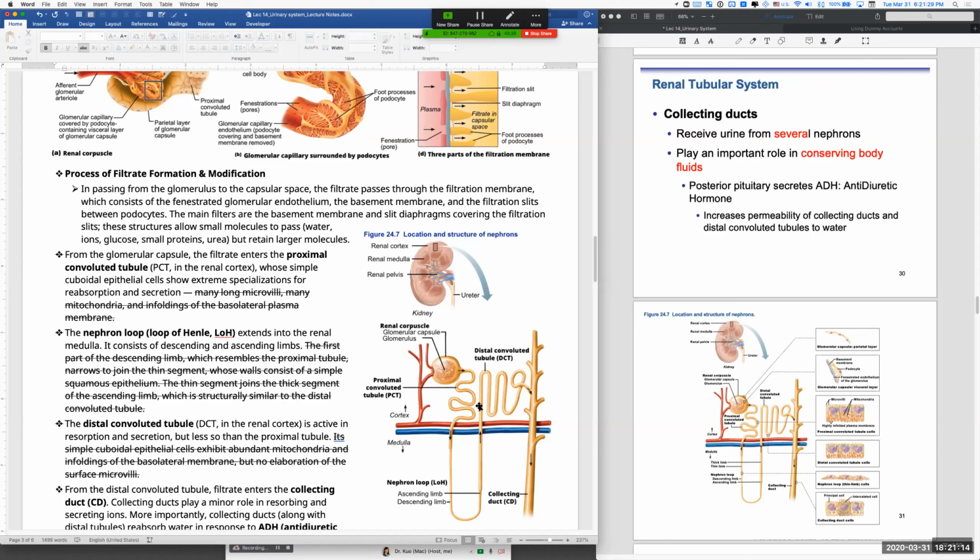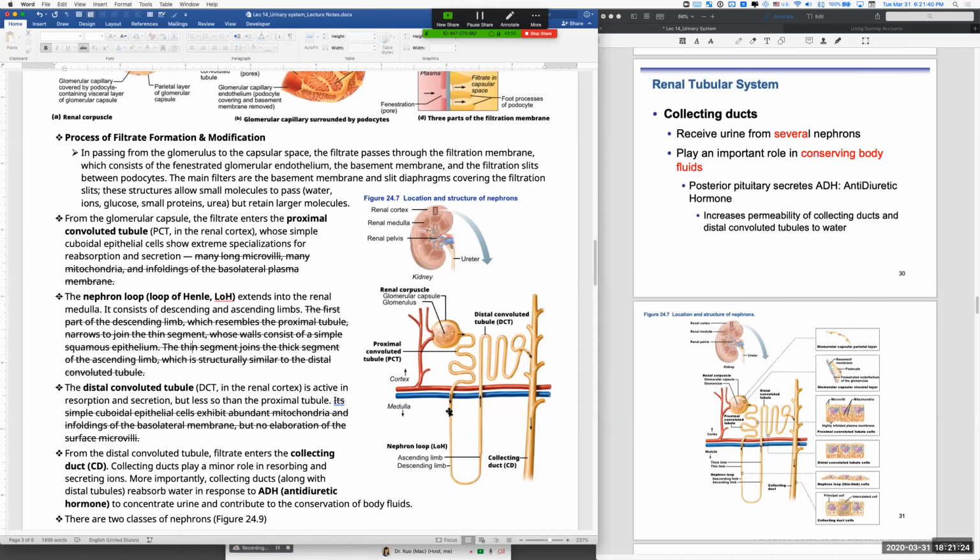But moving from the PCT into the loop of Henle, or LOH, the LOH consists of a descending limb and an ascending limb. So you should be able to identify which one is ascending, which one is descending. Okay, descending comes first, following the path of filtrate. Remember that we don't collect urine until the end of the collecting duct, right? Because the composition of this filtrate is still undergoing much modification throughout the tubules. It's still far from what eventually is going to become the urine.